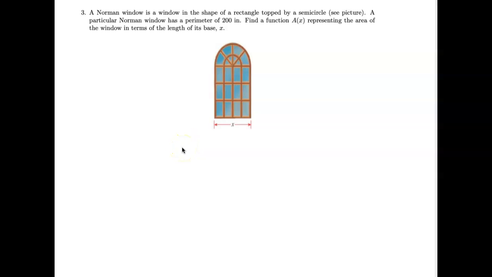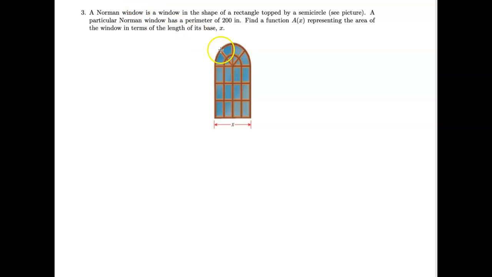Hi everybody, let's look at 1.6, number 3. Here we have a Norman window, which is a window in the shape of a rectangle topped by a semicircle. A particular Norman window has a perimeter of 200 inches, and we want to find a function representing the area of the window in terms of the length of its base x.